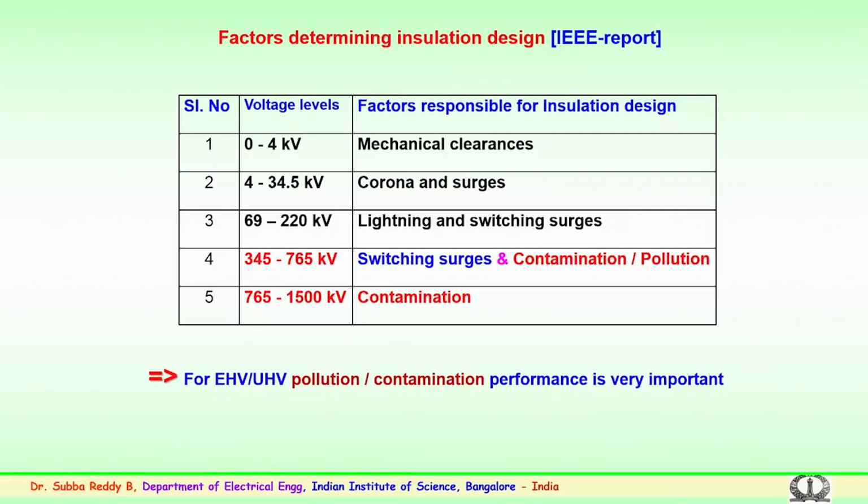So, contamination or pollution, as seen above extra high voltage levels, takes an important role, and this factor has to be considered for proper insulation design at these voltage levels. So, you can see that for extra high voltage or ultra high voltage, pollution or contamination is a very important factor responsible for the insulation design. So, design engineers have to consider this.